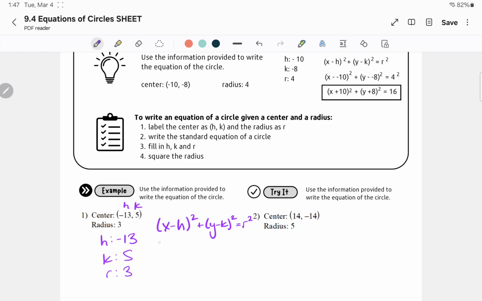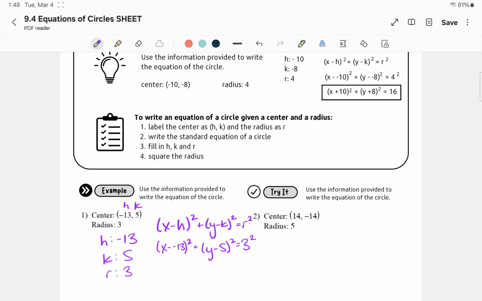So the x stays the same. The h is negative 13, so minus negative 13. The squared stays the same, plus the y stays the same, and now we're going to plug in 5 for k, so y minus 5 squared, and the radius is 3. So see how first I label h, k, and r, h and k being the center, and the radius, they're giving that to us as well.